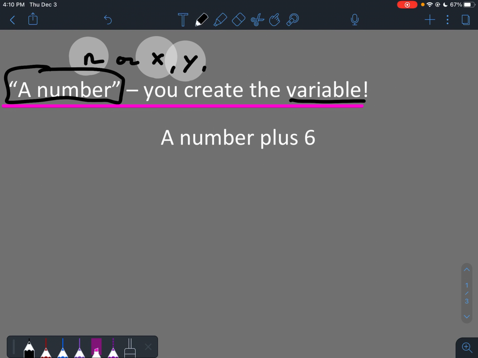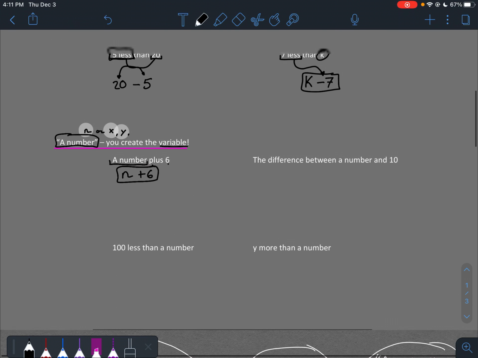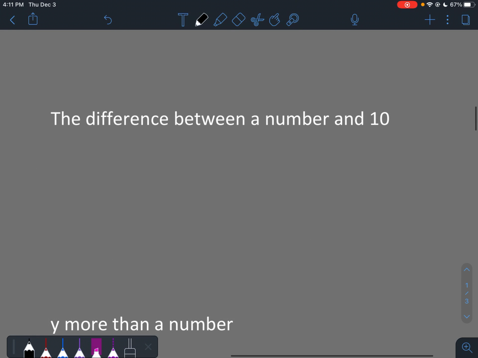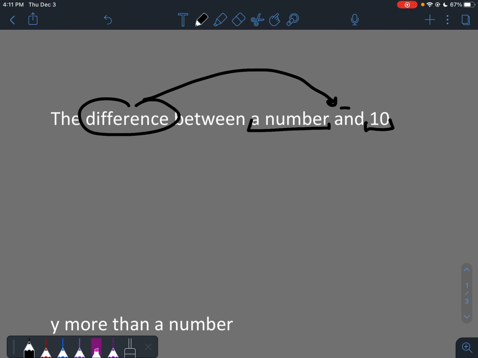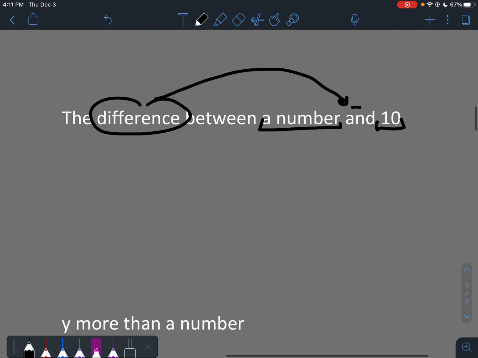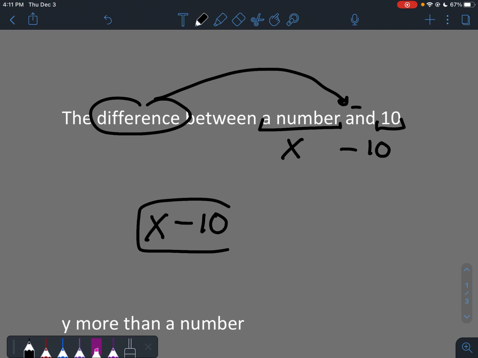Okay, a number plus 6. So this is where we get to choose a number. Let's just call it N plus 6. N plus 6, a number plus 6. There it is. The difference between a number and 10. The difference, so what operation is going on in between them? Subtraction. A number, let's call our number X. The difference between a number and 10. X minus 10.